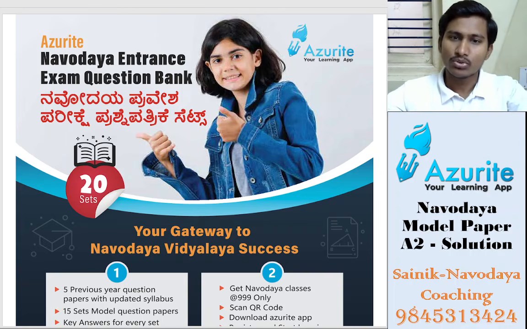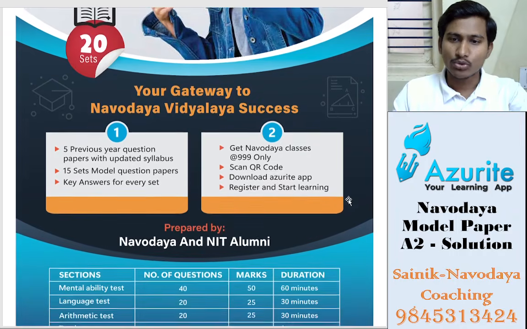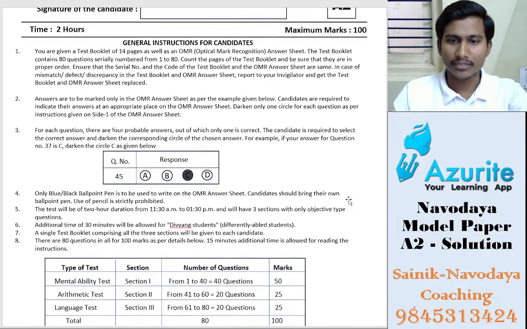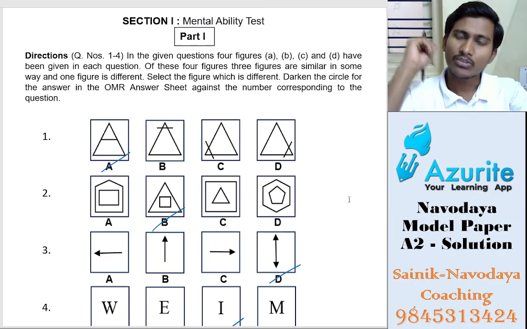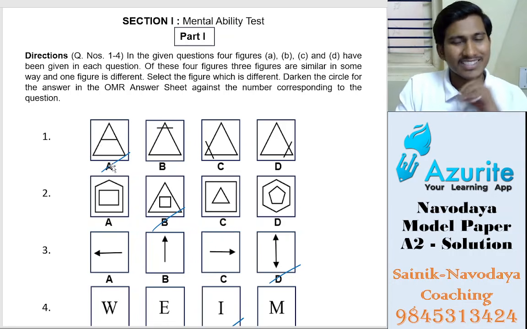So let's go to the question paper here. If you see, this is the A2 question paper. So let us solve that. So part 1 is mental ability. We know that the answers are easy.